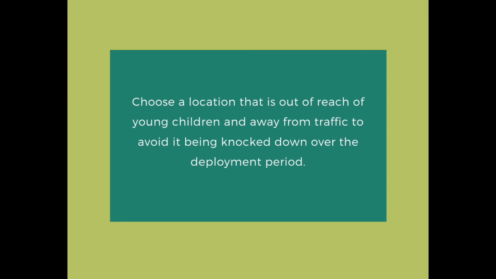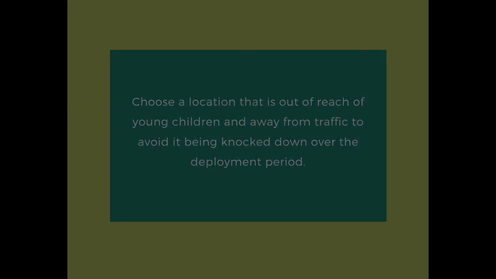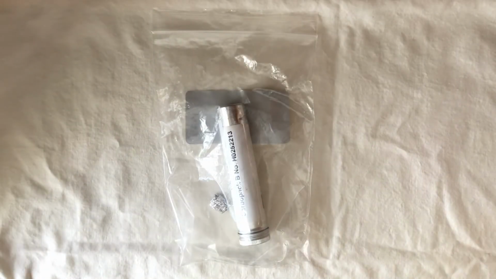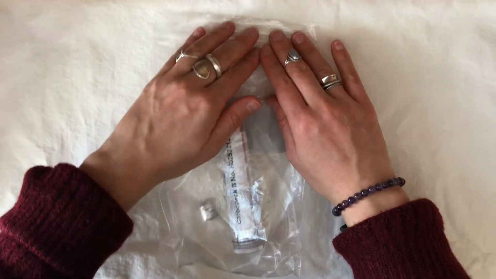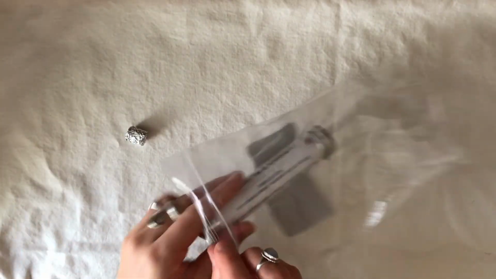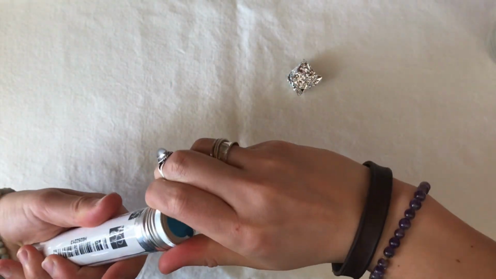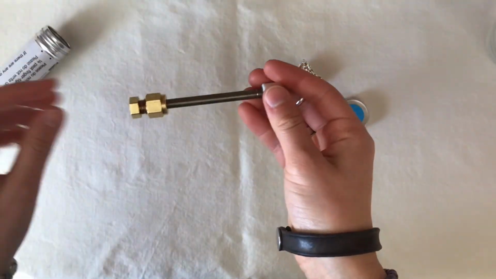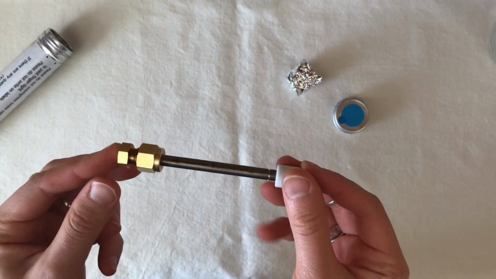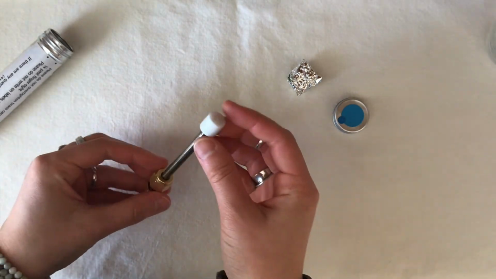It is also very important that you place the sampler somewhere that's out of reach of young children and away from traffic to avoid it being knocked down over the deployment period. In the small Ziploc bag, you will find an aluminum canister and a small aluminum foil package. Inside the canister, you will find a tube with a white cap on one end and a big metal cap on the other end. This is the VOC tube.